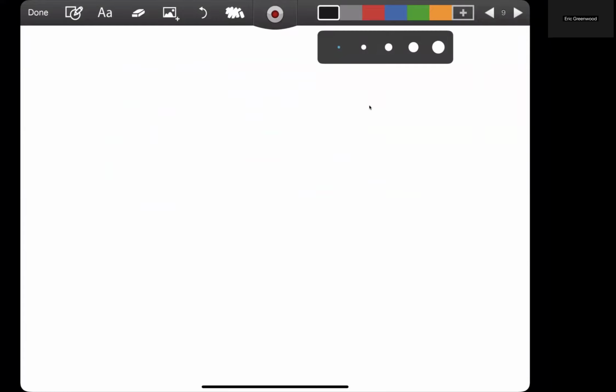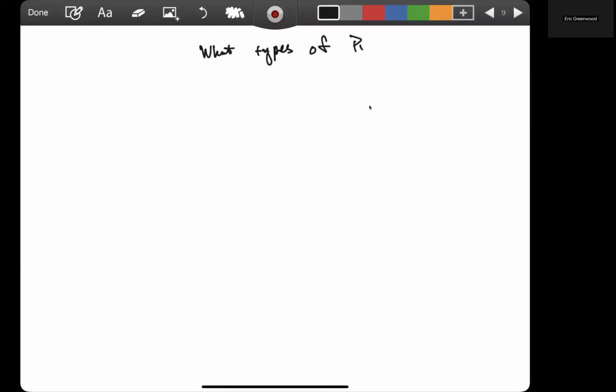So let's talk about what to expect. So what types of problems? So types of problems: number one, there will be a conservation of energy problem. So just conservation of energy.